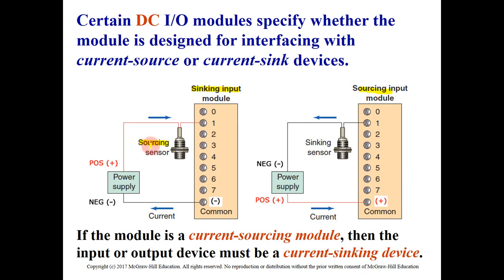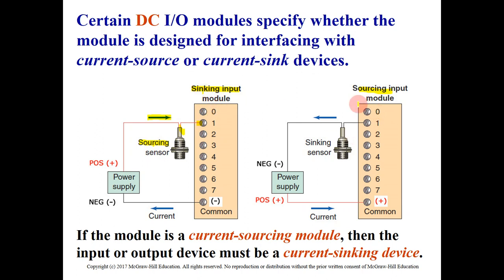What do we mean by sourcing? That means the sensor will send the current to the module. The sensor will take the power from the supply and send it to the module, so the current will flow from the sensor to the module. The sensor we call the source, and the module we call the sink.